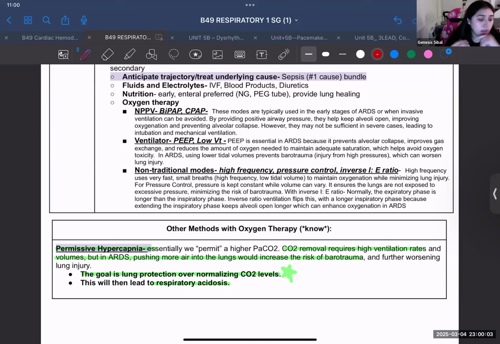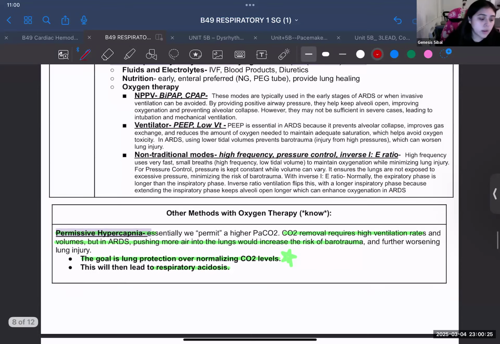And then again, you have the high frequency pressure control, right? Because now we're talking about, we can do pressure, but we can't do volume, right? Because again, volume is what creates the barotrauma risk. So we can do pressure, so that's fine. And then you can also do the inverse IE ratio. Again, we talked about that last time. Basically, you can go ahead and have more oxygenation by inversing the inhalation to expiration ratio for that, okay?